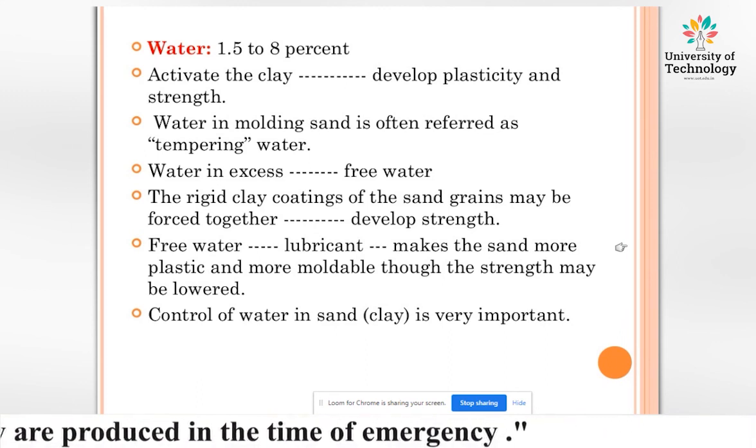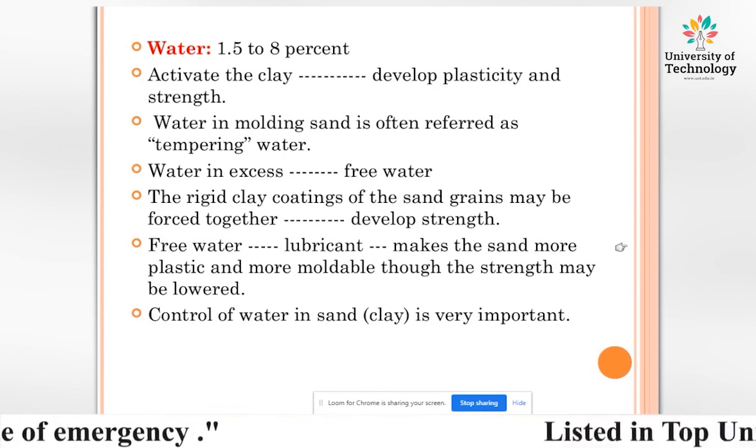Students, these are the basic ingredients for the molding sand.